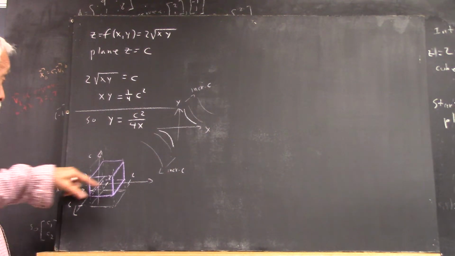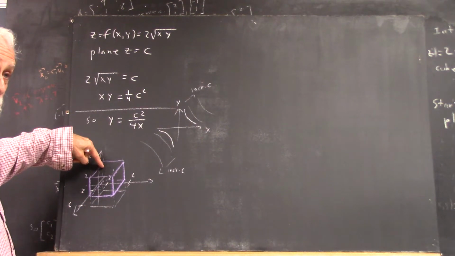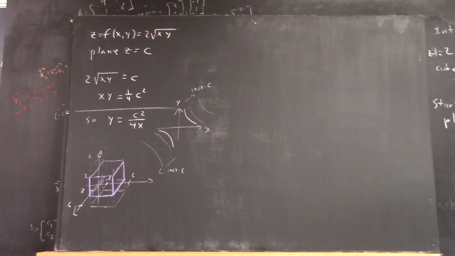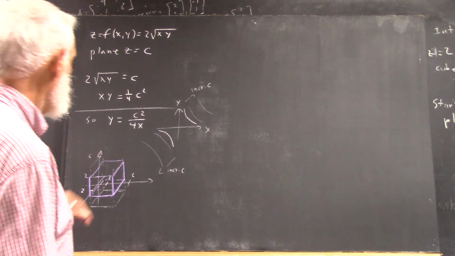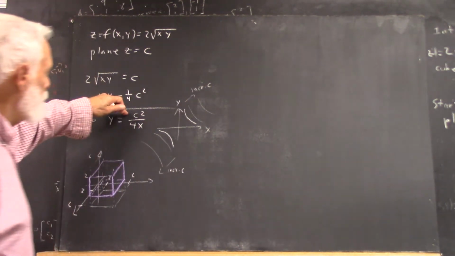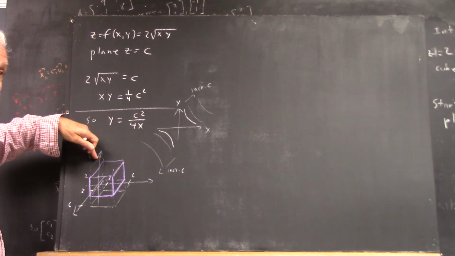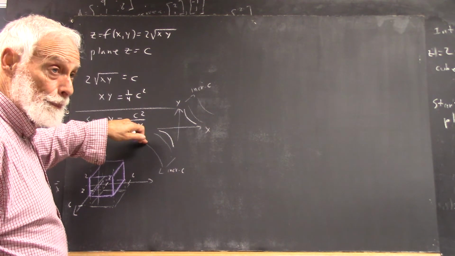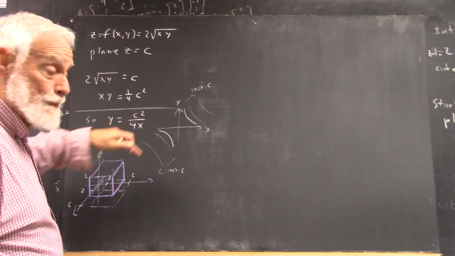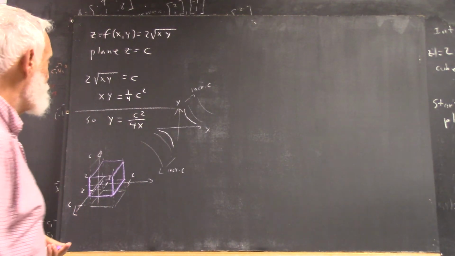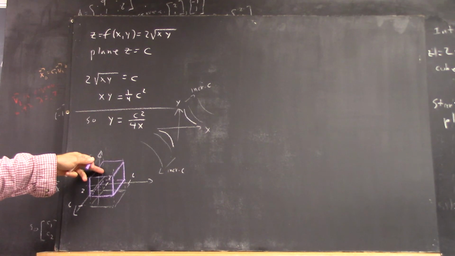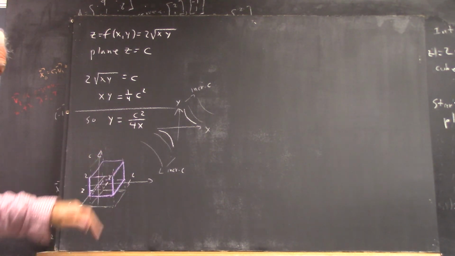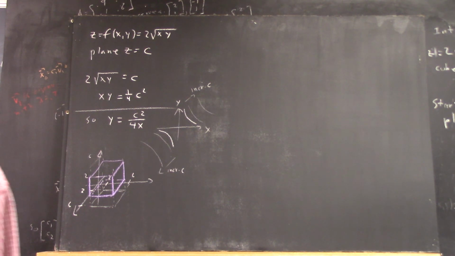Okay, now, so we get this cube, and it lies above this region. And now we have the solution up here. Well, for c equal to 6, this would be 36 over 4x. So where is that up here? Does it even intersect the top of this cube?